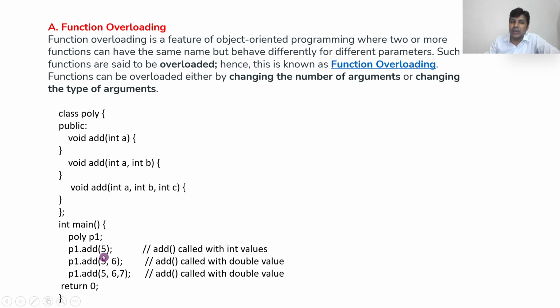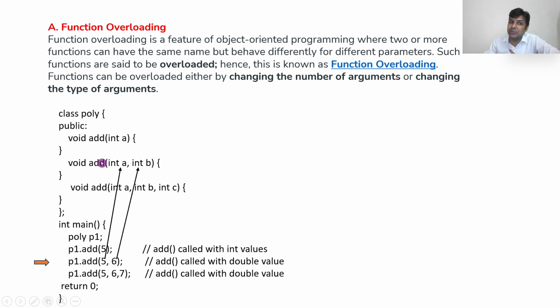Now what happened here? You can see I have given 5. Of these 3, which one has only one argument? Int a. So it will understand which function to call: the int add, which contains only one argument. Then automatically 5 will be passed to a, right? Suppose I call add 5 comma 2, then it will understand which one has 2 parameters. One has only one and another has 3, so which one will it call? The compiler can understand based on the number of parameters.